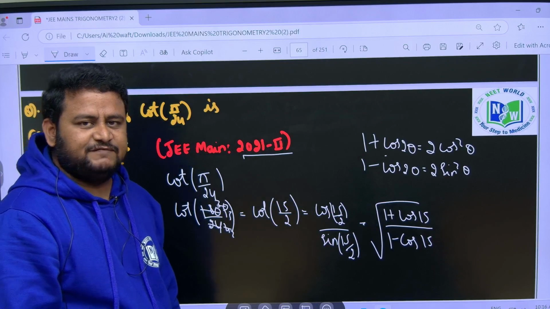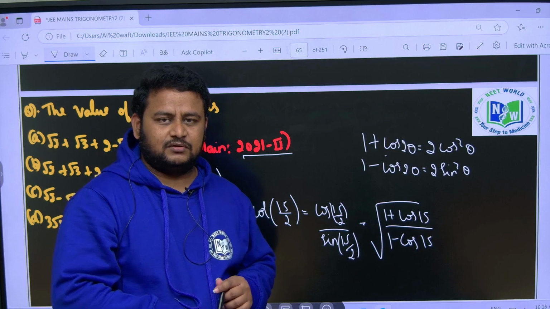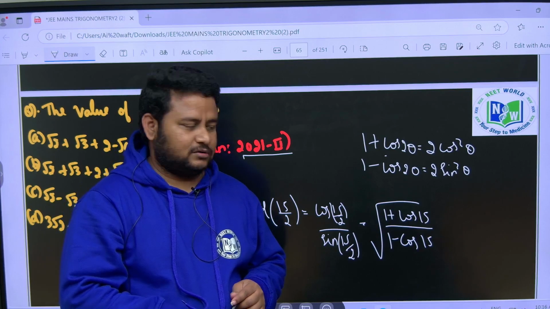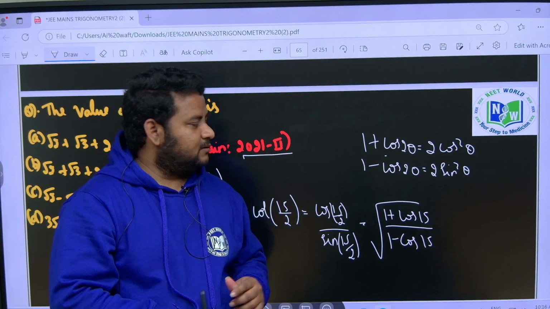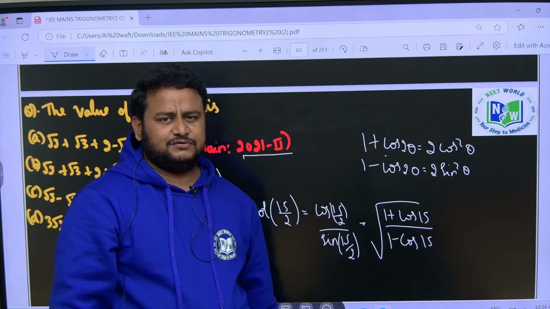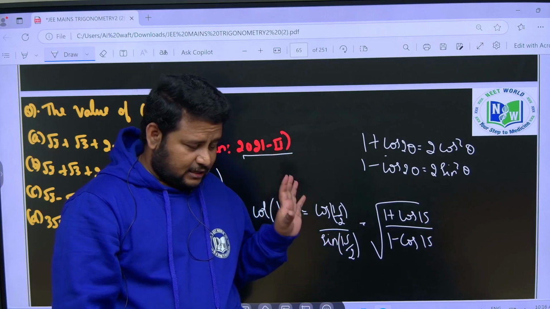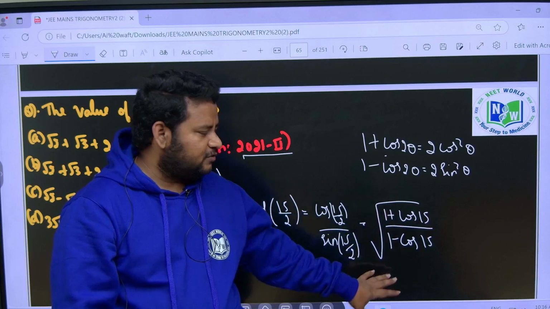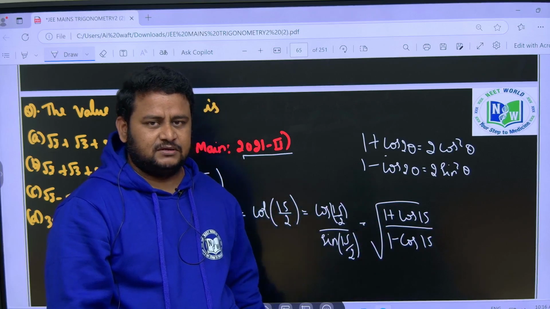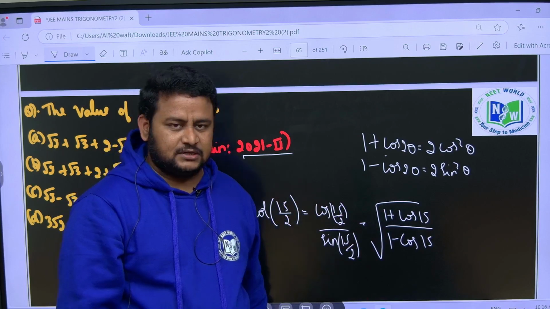Got it? Sin 15 degree is what? Root 5 minus 1 by 4. Cos 15 degree is what? Root 5 plus 1 by 4. Suppose you don't know the value of cos 15 degree. Of course, in an ideal situation, you should know the values of all these: cos 15, sin 15, sin 18, cos 18. Suppose you don't know, how to derive?